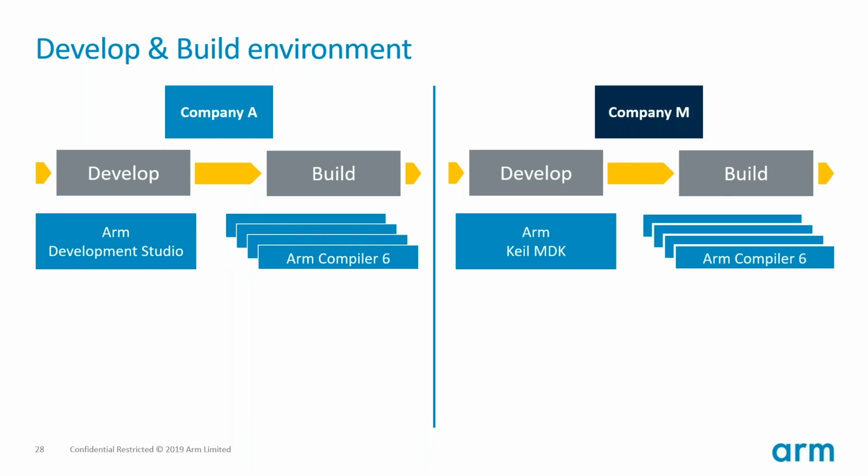For Company M, for the develop and build steps, they're using a Cortex-M processor, and they've decided that the ARM Keil MDK toolchain makes more sense for them for their IDE, which works just fine. Then as they move on to their building step, their build farm, now it's for this bare metal application as opposed to Linux, but in both cases, ARM Compiler 6 will work great.